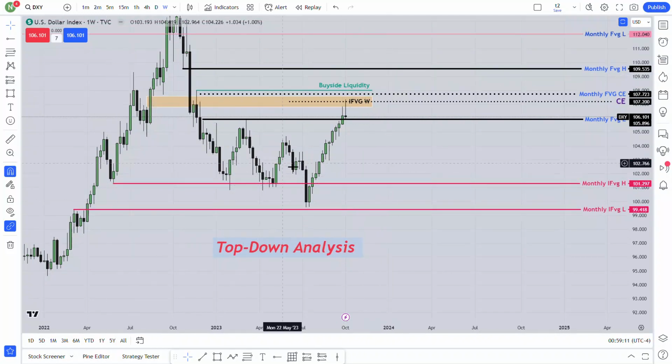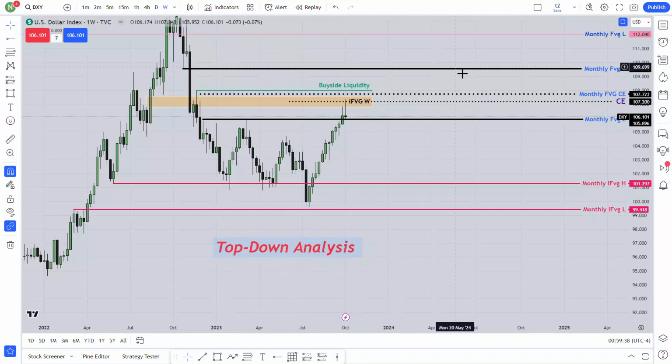This is the dollar index chart. You have to start your analysis from the dollar index every week, or every time you decide to take some kind of entry or analysis. You have to start from the dollar index chart. So this is the weekly chart, and from the weekly chart I can see this is the weekly IFVG, the fair value gap, and this level is the consequent encroachment of the weekly fair value gap.